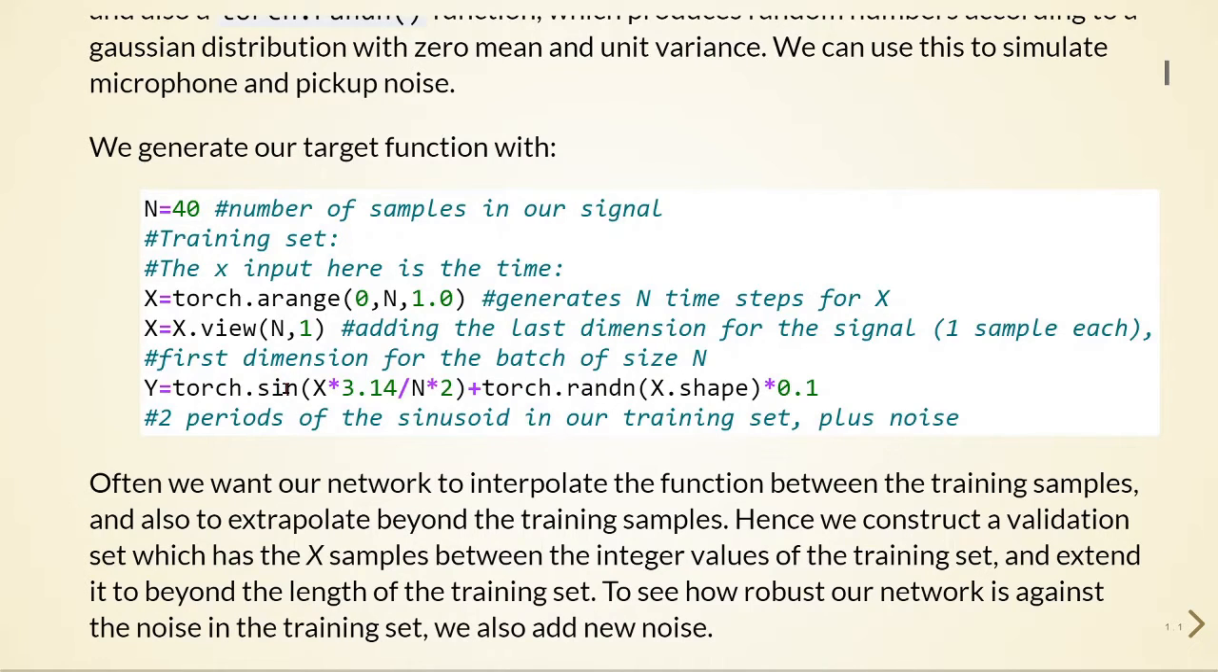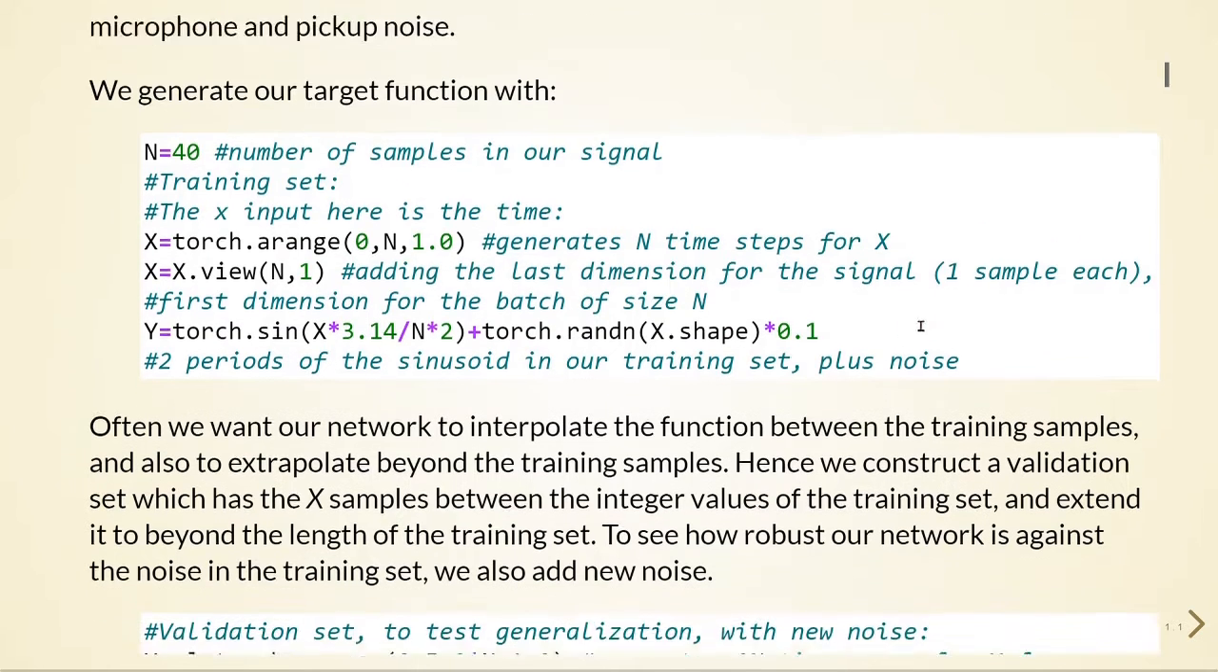Then we are using torch.sin, and we are generating two periods of a sinusoid that will be used for training, and we are adding some noise. So here we have x, this array of elements, and this is pi, so here we are generating two periods of the sinusoid, and then we're adding some noise using this randn function.